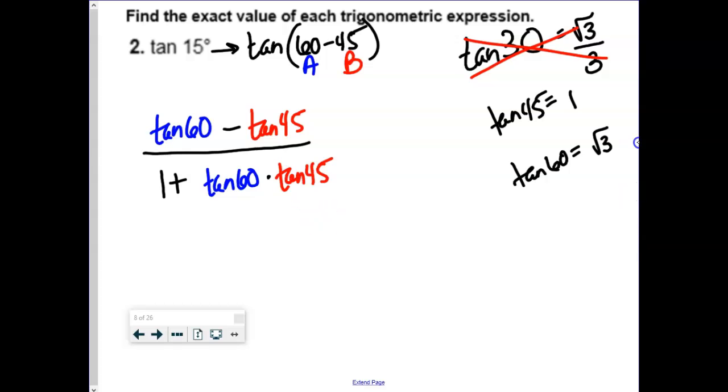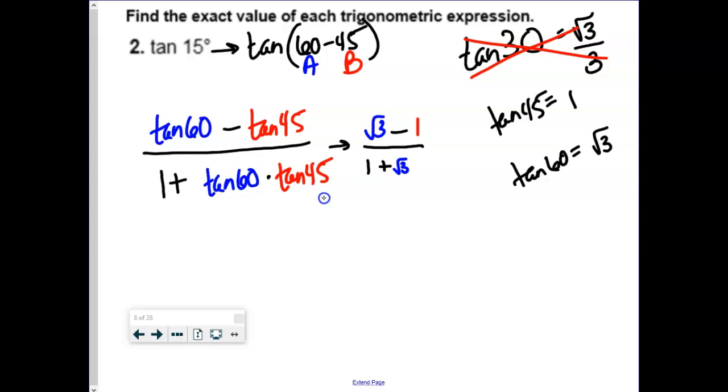All right, now we go visit our unit circle because some of this stuff is going to simplify just beautifully. And actually, we don't have to visit our unit circle at all because I wrote things down off to the side like a smart lady. All right, what's the tangent of 60? Square root of 3. Tangent of 45 is a 1. All right, down in the denominator, you got a 1 plus, and then the square root of 3 times 1, which I'm not going to write down.